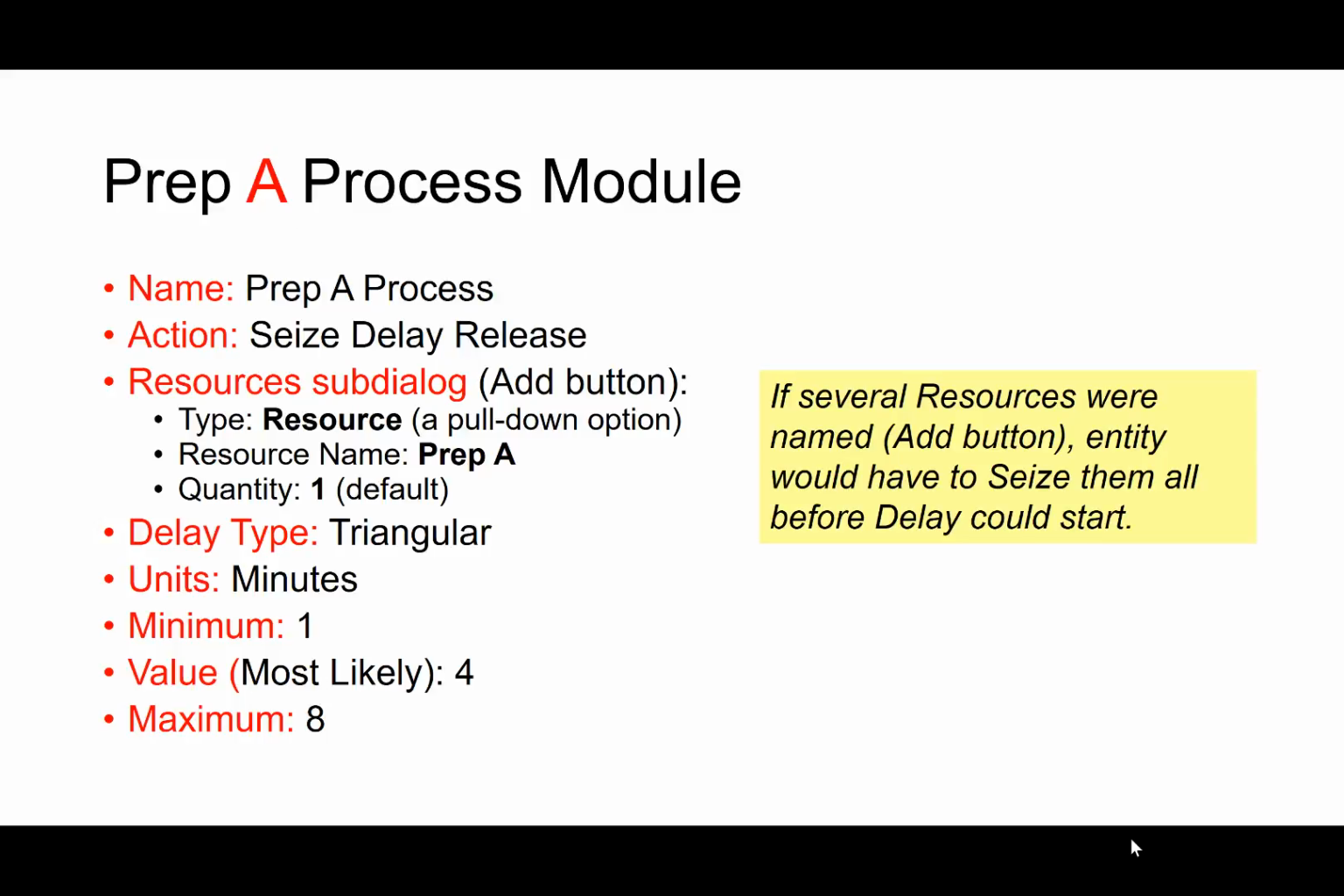So in the process module, again, for Prep A process, we'll call the action the seize, delay, and release. The resources subdialog will have a resource pull-down menu, and then resource we'll call Prep A and the quantity of 1. Delay type will be triangular distribution, and 1 minute, 4 minutes most likely, and then 8-minute maximum.